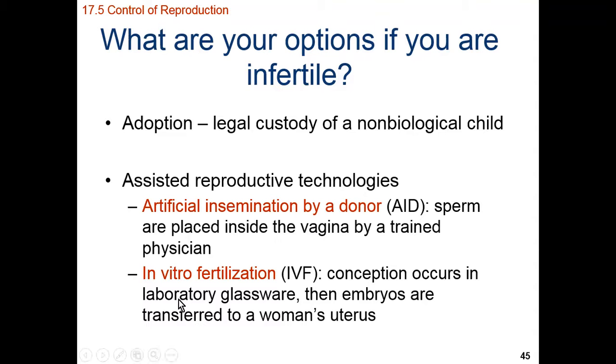We also have in vitro fertilization. This is going to be a human egg coming in contact with a human sperm inside of a test tube or in glassware. In vitro means in glass. So in vitro fertilization is fertilization inside of some kind of laboratory glassware. After fertilization, the embryos are transferred to the woman's uterus.